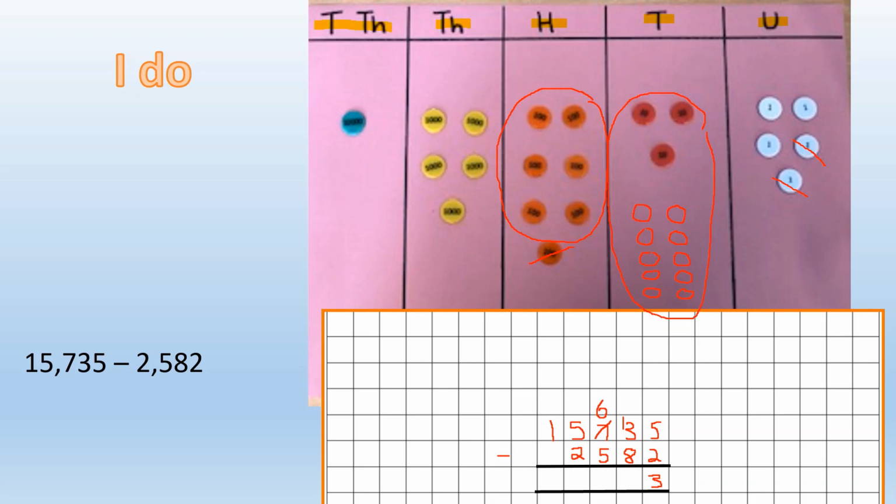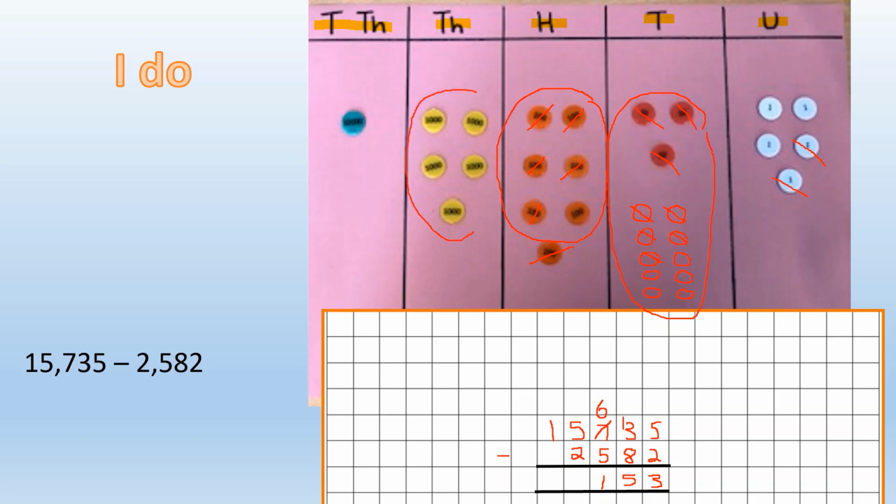Back to my tens column, 13 tens, take away 8 tens, 1, 2, 3, 4, 5, 6, 7, 8 will leave me with 5 tens. Back to my hundreds column, I have 600 and I need to take away 500. 1, 2, 3, 4, 5. I'm left with 100. Thousands column now.